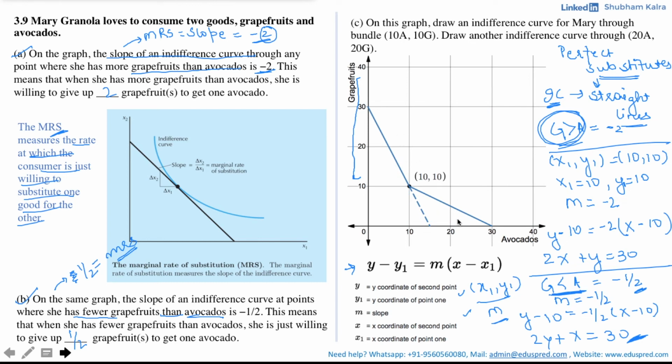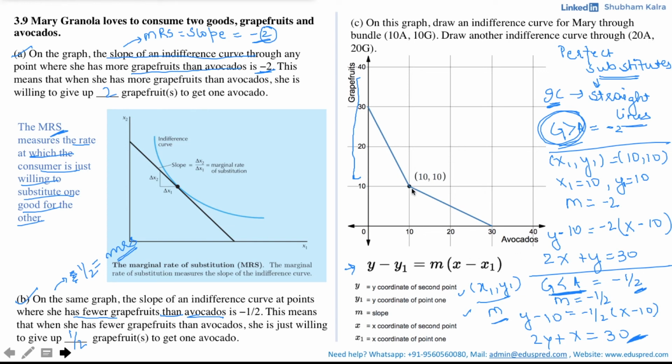So your final indifference curve would look like this, which is a composition of two straight lines having the vertex at 10, 10. And these two straight lines have different slopes based on the conditions given in the question. Hence, this is the indifference curve for Mary through the point 10, 10 where she is having 10 avocados and 10 grapefruits. Now, the question further asks us to draw the indifference curve through the consumption bundle 20A, 20G.